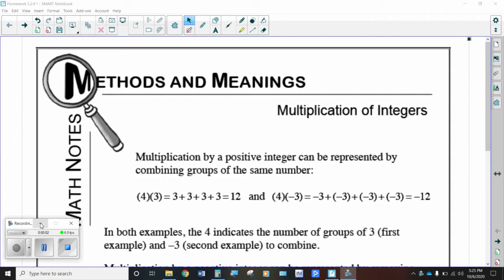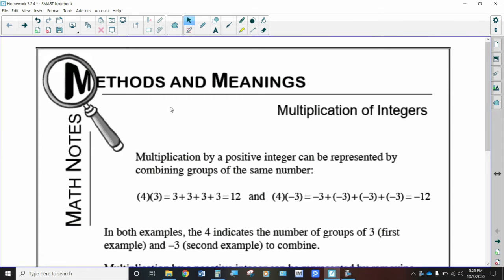All right, let's take a look at our homework for lesson 3.2.4. Our M&Ms are now officially getting in your notes. What happens when you multiply integers together? What is the meaning of multiplication as far as integers are concerned? And we know that multiplication is repeated addition. So 4 times 3 is literally 3 plus 3 plus 3 plus 3. So you get 12 for an answer.